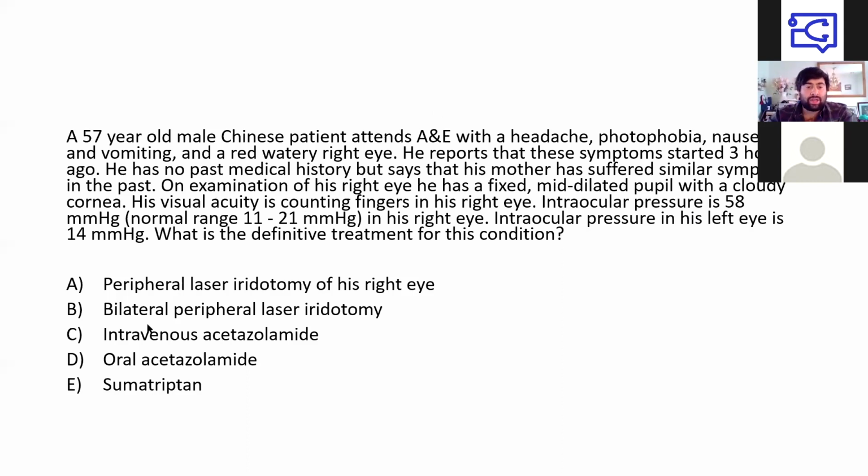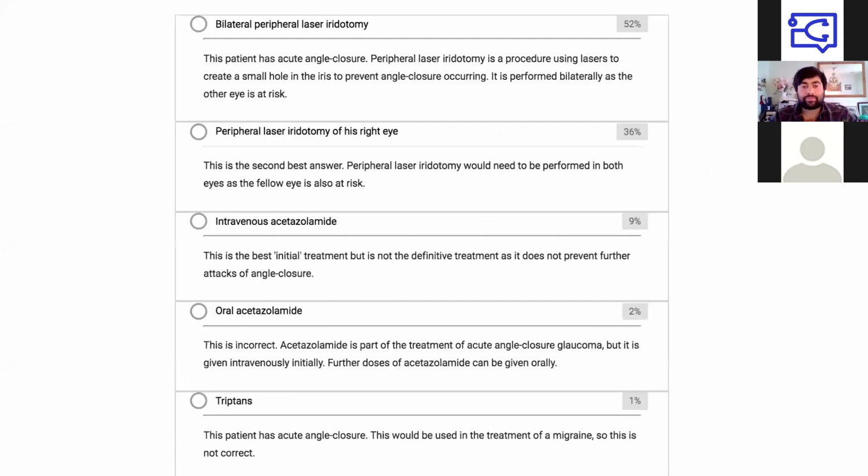The last three options I would immediately cross off. Sumatriptan is something that you use for migraine. Oral or intravenous acetazolamide does have a role in angle closure glaucoma, but the question asks you what the definitive treatment is, and that's normally going to be surgery. So the correct answer is answer B. So you need to perform iridotomy. So you get a laser and you make a hole in the iris in both eyes to allow an increased outflow of aqueous humor so that you can decrease the intraocular pressure.